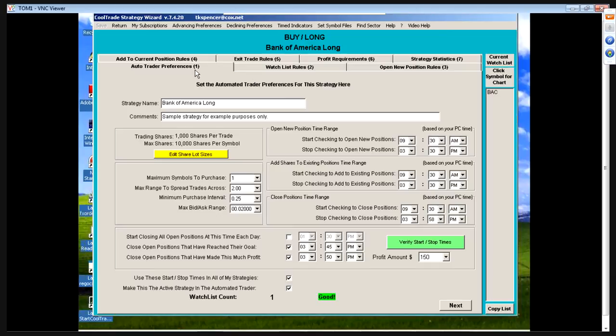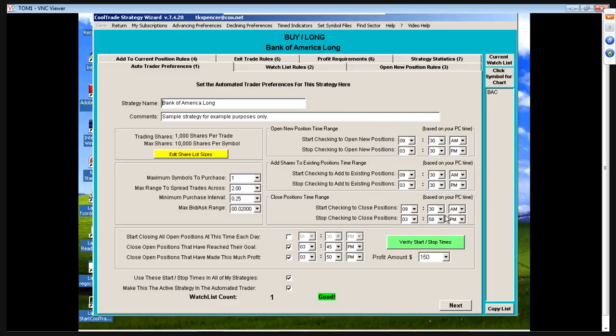It really is a beautiful thing. It's composed of 7 tabs. It's all point and click. It's all in English. It's all very easy to use and all very easy to understand. It looks intimidating when you first look at it, but it's all very easy to use. So up here, we've got the first column. It tells you what strategy you're looking at. So this one is a Bank of America long strategy.